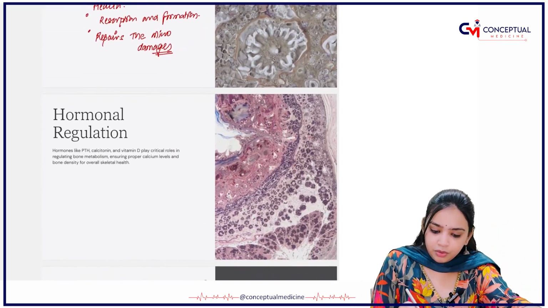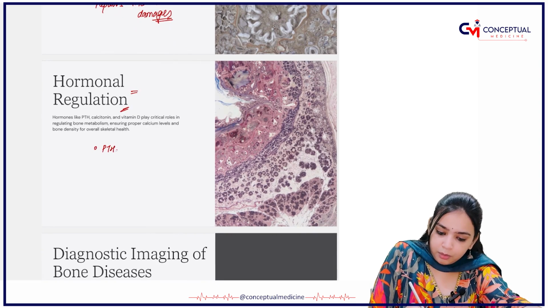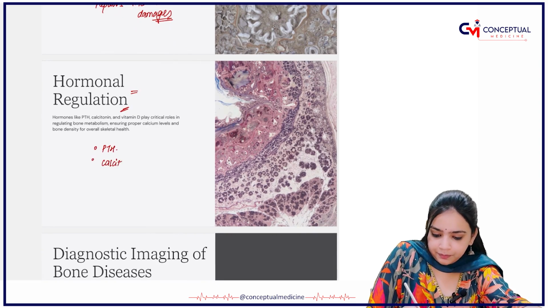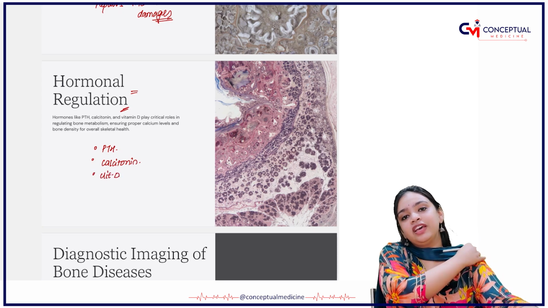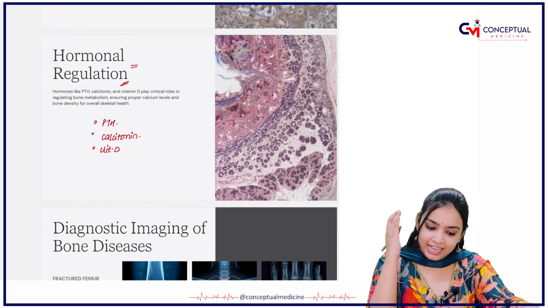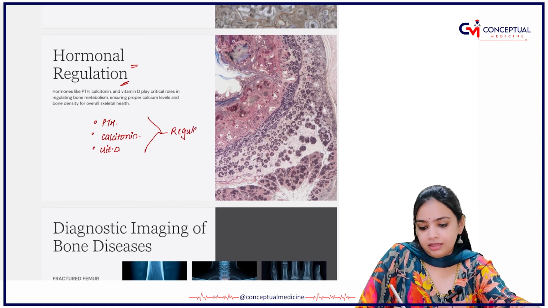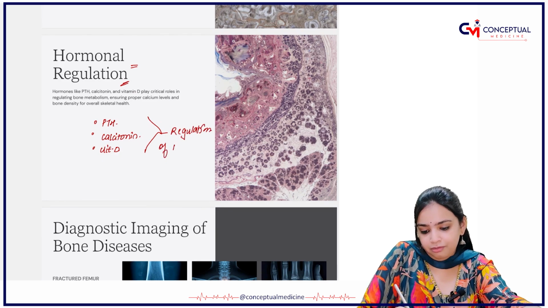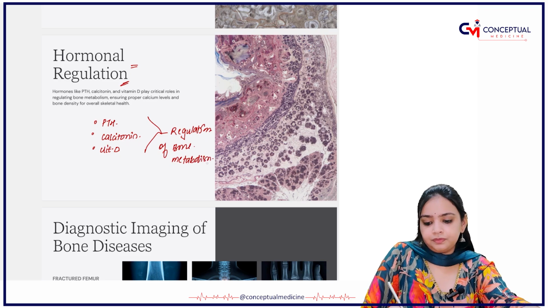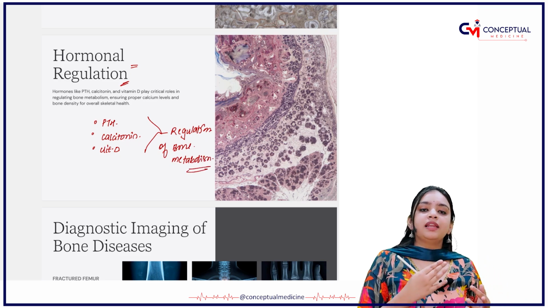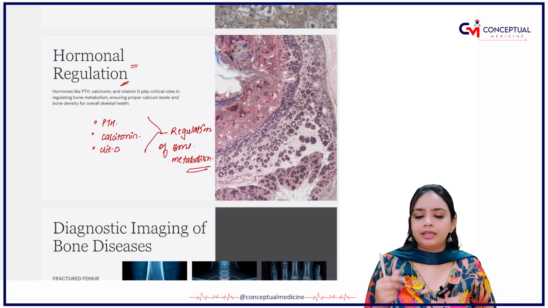Next that you need to know is about the hormone regulations. The main hormones you need to know are the parathyroid hormone, then the calcitonin, then vitamin D. See, vitamin D is very, very essential for your bone health, right? These hormones are responsible for the regulation of bone metabolism. We will study these hormones as well in detail, although you have read that in your pharmacology or physiology, I guess, but still we will read them in detail, okay?